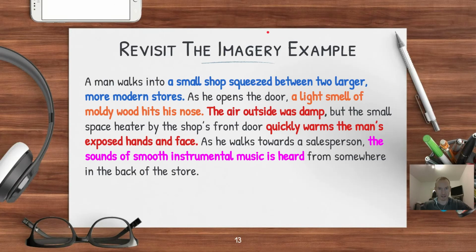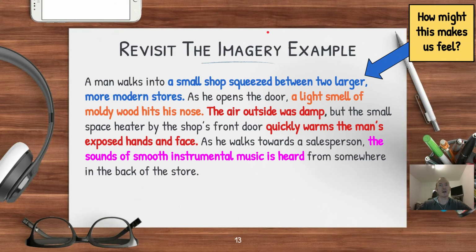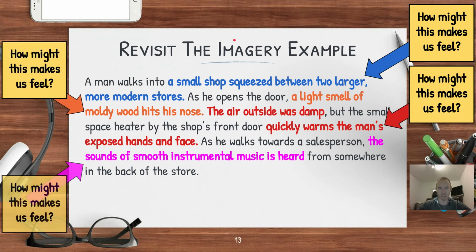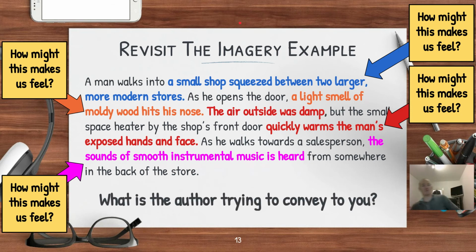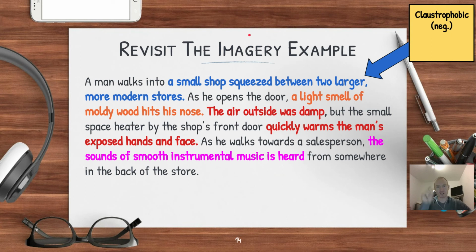So when we look at this example again, you want to ask yourself, how might this make you feel? How might all four of these examples make somebody feel as they read them? And then what is the author effectively trying to convey to you, the reader? Well, first, the small shop squeezed between two larger, more modern stores is probably designed to make you feel claustrophobic, which is a negative emotion.